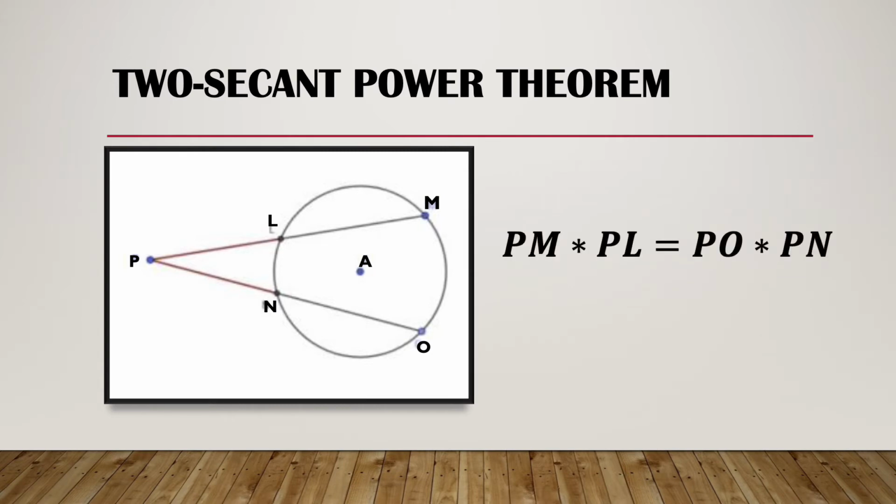So the equation will be PM, which is the secant, multiplied by PL, its external secant segment, equals PO, secant, times PN, its external secant segment.